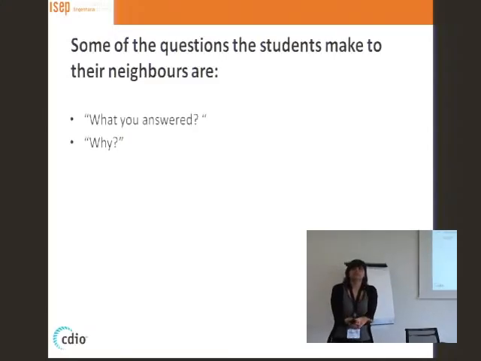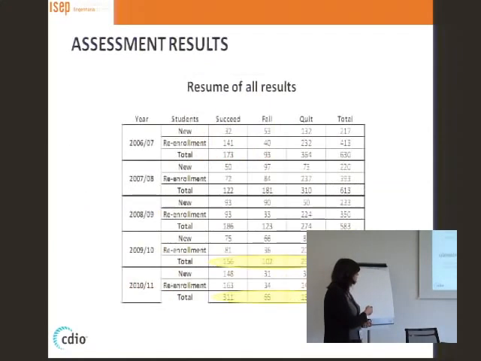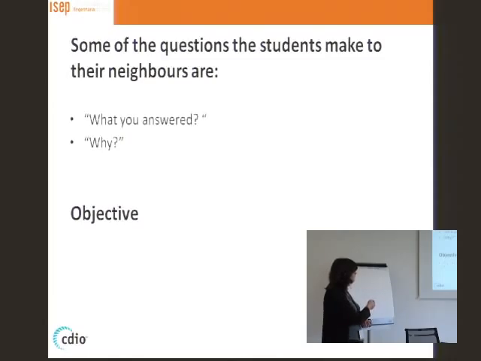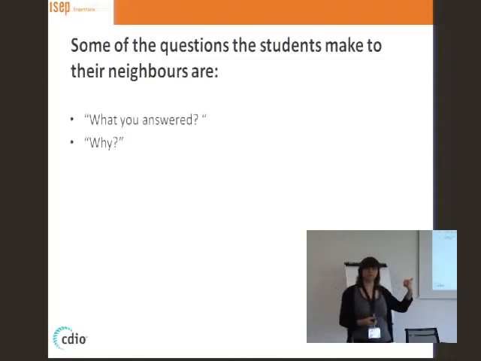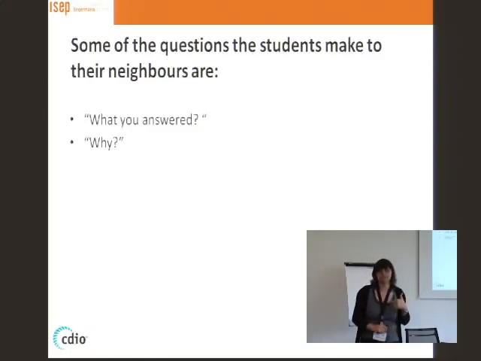After their first answer, they discuss with each other. Here are some of the questions they ask their neighbor. What is your answer? Why? Because they need to convince: I'm correct, you are not.